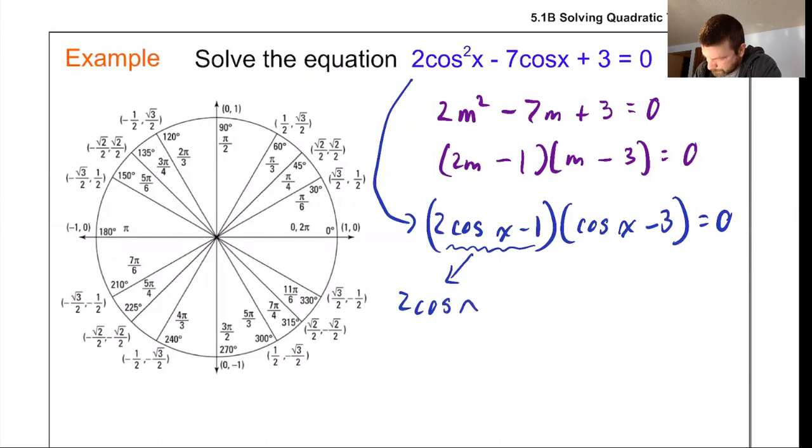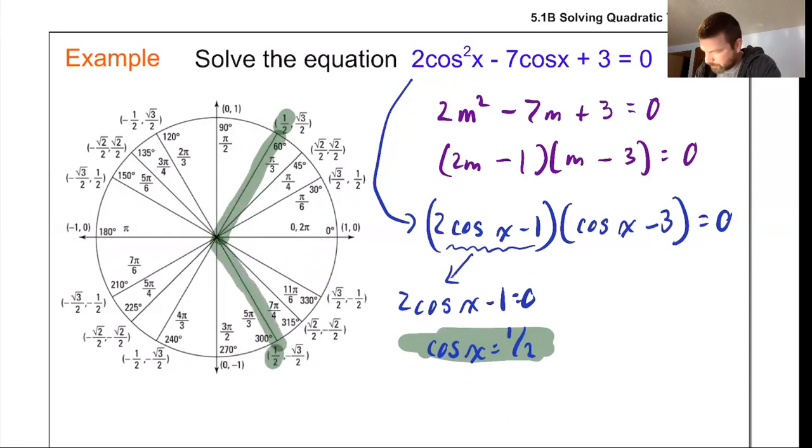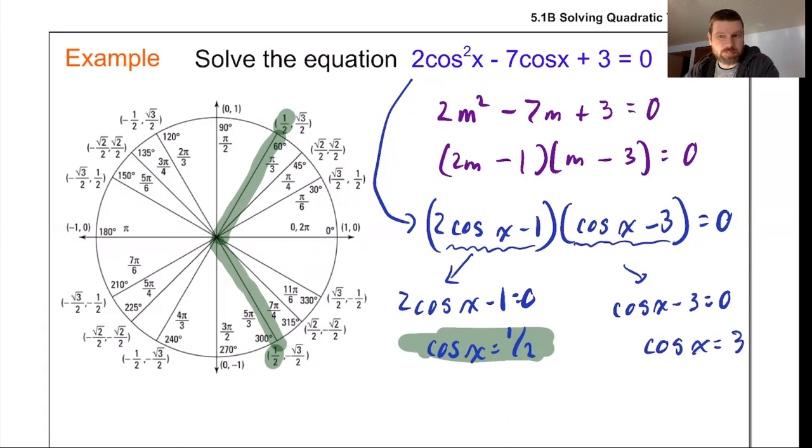If that was equal to 0, then cosine would be 1/2. And I can find out when that happens. Let's highlight that. That's when the x value is 1/2. That happens right here and right there. If I looked at this one, that's when cosine of x minus 3 equals 0. That happens when cosine of x equals 3. Cosine of x never equals 3. The biggest cosine can get is 1, right? This is a unit circle. The biggest number I can get to is 1. That never happens. So there is no answer that stems from this.